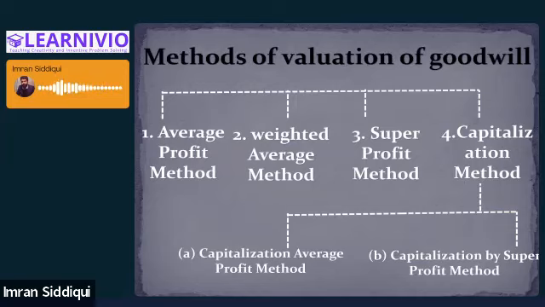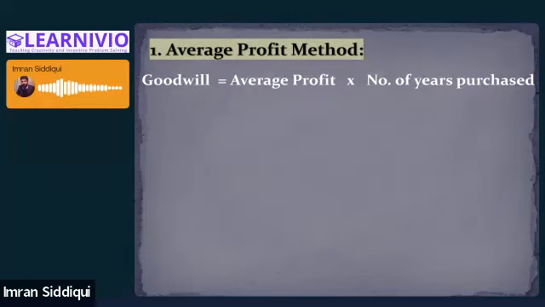After that, we talked about the different methods by which goodwill can be valued. We have four methods by which goodwill can be calculated. First, we discussed in the last class the average profit method. As I told you in the last session as well, this topic is completely formula based, so you will have to learn and remember the formulas to calculate goodwill by different methods. The formula is not that difficult, but collectively, since you will have to remember four different formulas for the valuation of goodwill, it sometimes gets difficult for students to remember all the formulas.